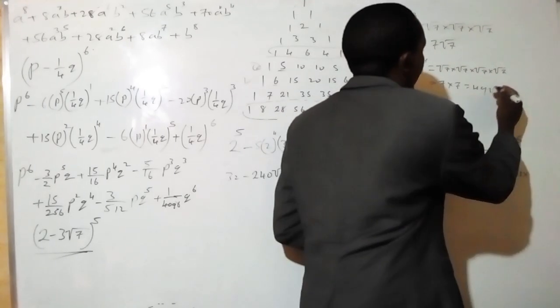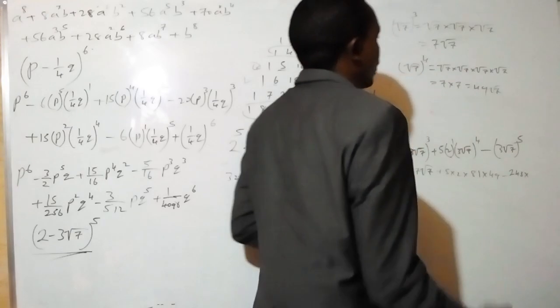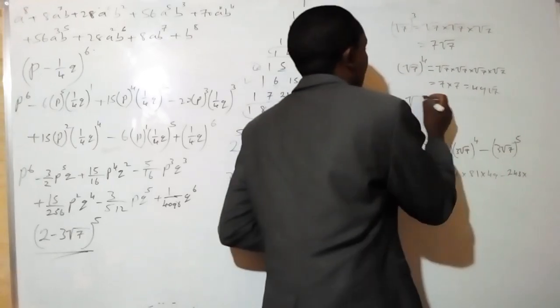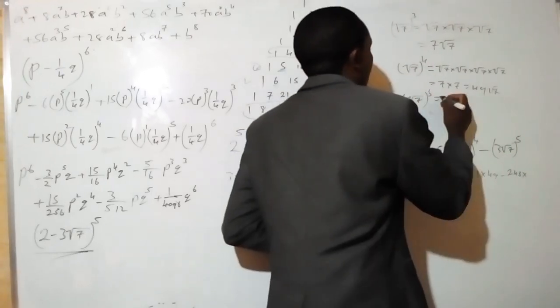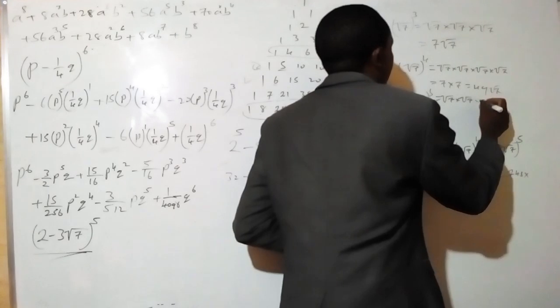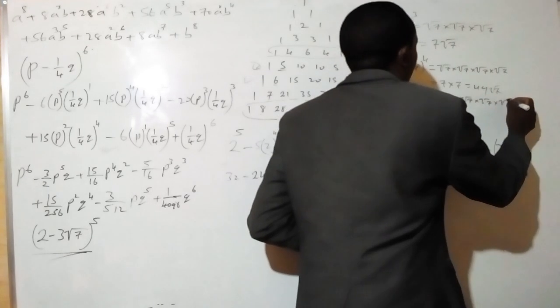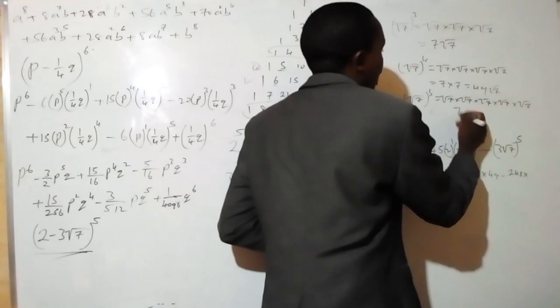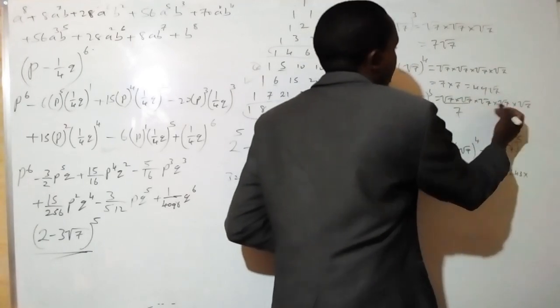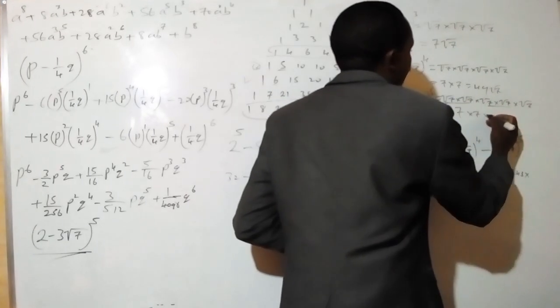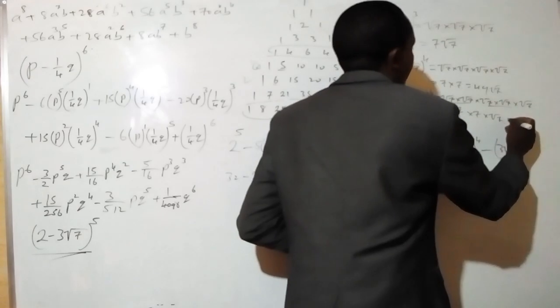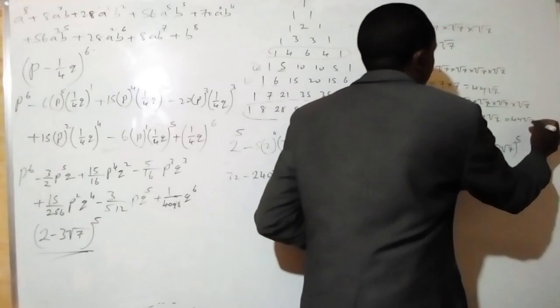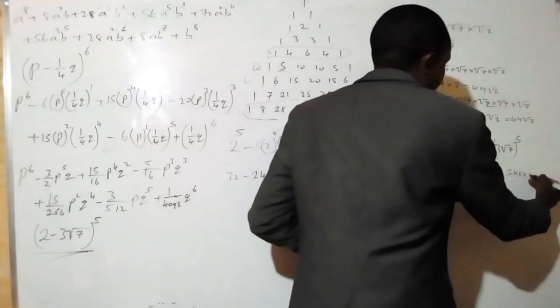Where is that 49 root 7 coming from? You can repeat. Root 7 times root 7 times root 7 times root 7 times root 7 is the same. The first two, root 7 times root 7 is 7. Then times root 7. 7 times 7 is 49, so 49 root 7. Yeah, as we have seen, so 49 root 7.